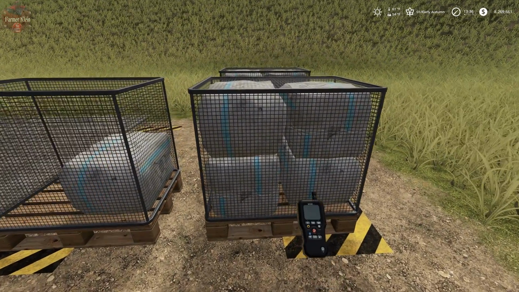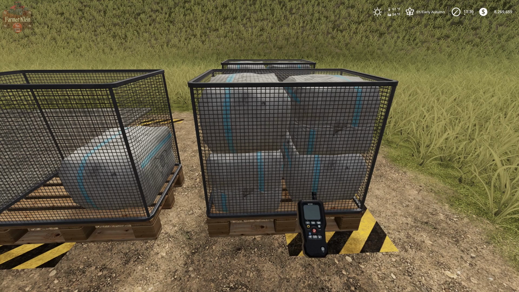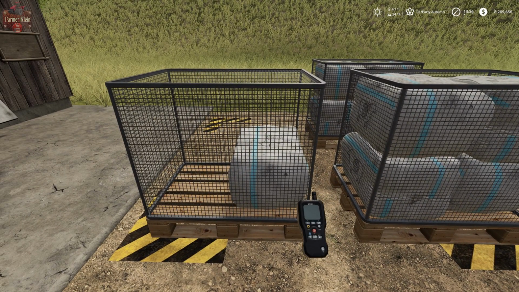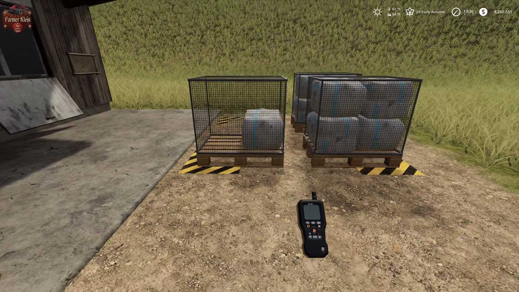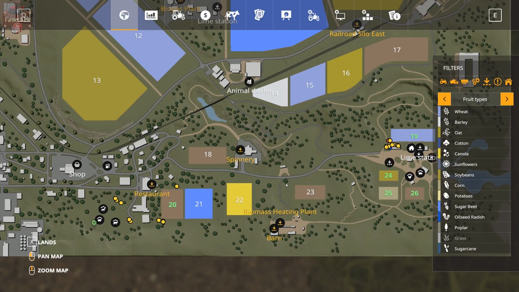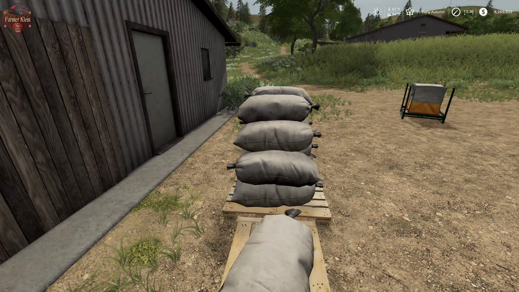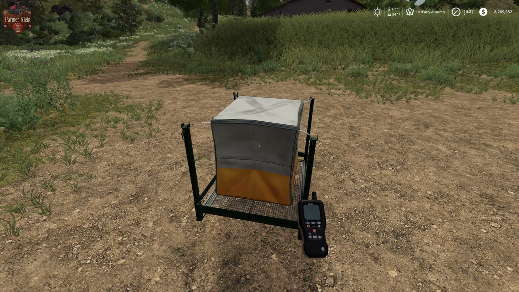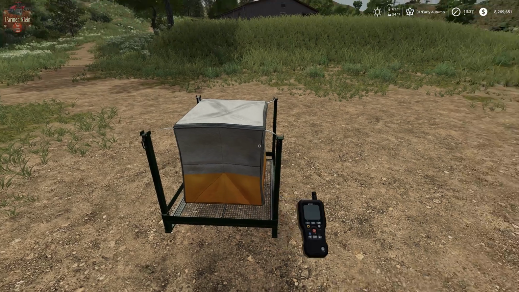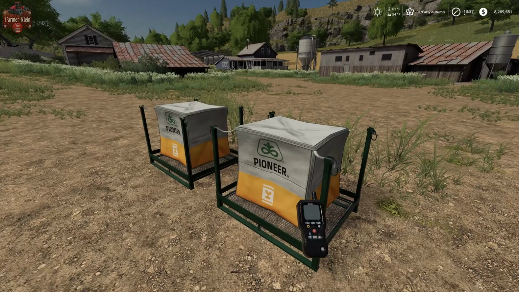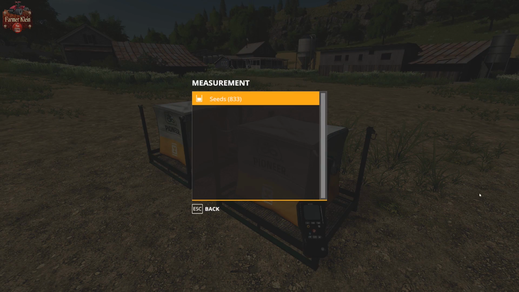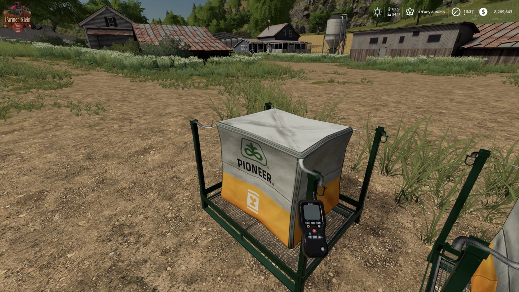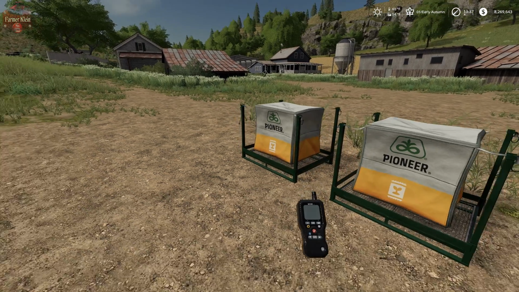Now, we can also measure pallets, like this one. Wool pallet has 1,000 liters. This wool pallet only has 57 units. Jump back here to the farm. You can measure seed pallets. This pallet of seed has 246 liters. 833, and then this one should be full at 1,000 liters. So guys, there you go.